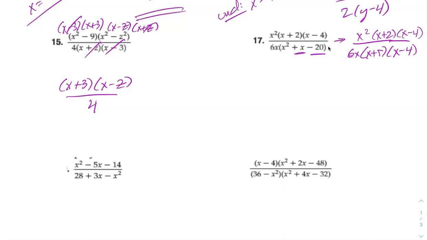Now we can reduce. These cancel. Here, nothing, so I can't do anything here, but here they're both monomials, right? There's 2x on top, 1 on the bottom, so just reduce that. We're left with x plus 2 over 6, x plus 5.